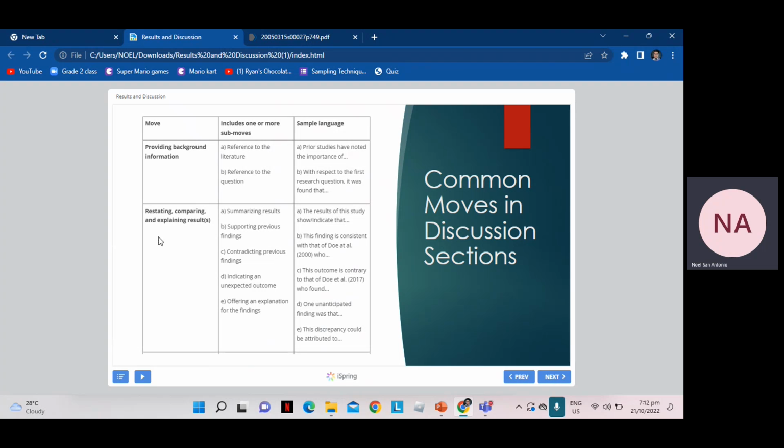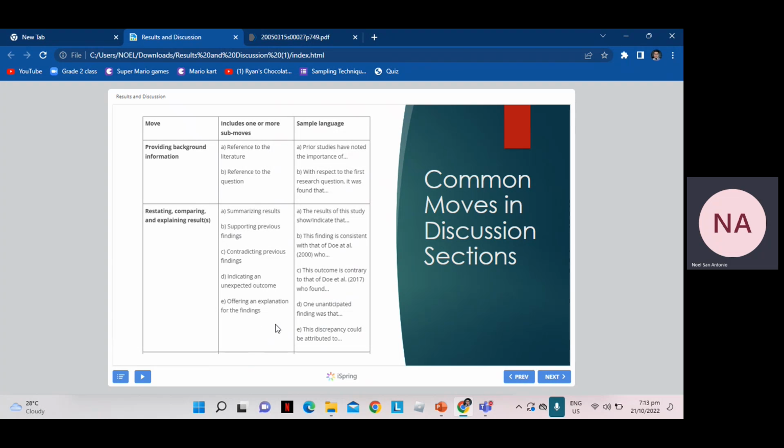Now, another move that you can use is restating, comparing, and explaining results. Some moves that can be used are summarizing results, supporting previous findings, contradicting previous findings, indicating unexpected outcomes, and offering an explanation to the findings. Okay? Kaya makita nyo, dito, ano na yan eh, doon na yan sa may section ng discussion. Kaya you're already offering an explanation for the findings. So, meron ka kagad dito. Kita nyo, letter E to letter E.